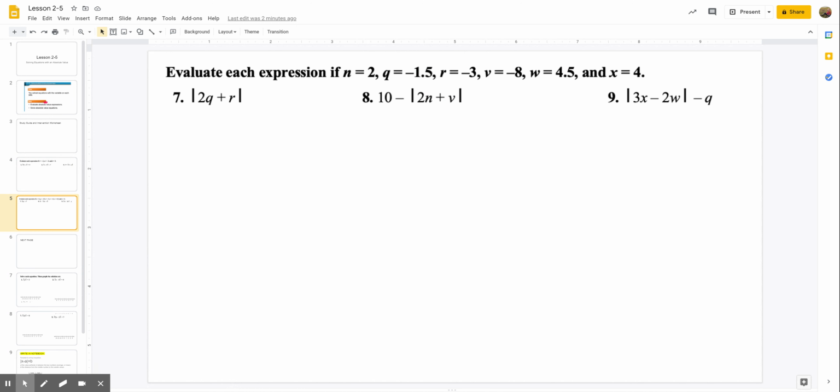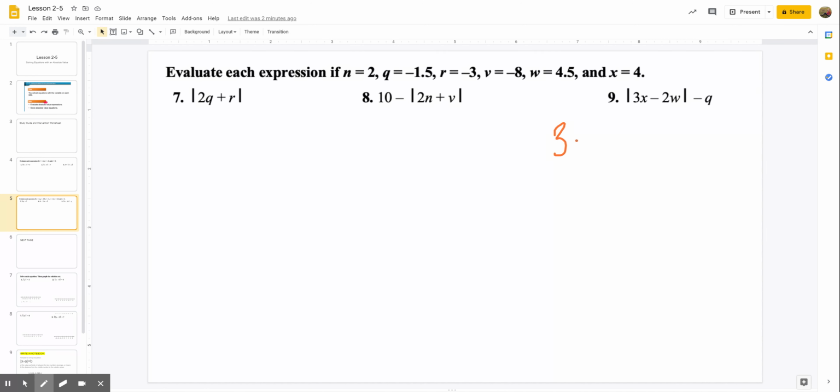I'm going to show you one more, more complicated one, and then I'll let you try some more of these on your own. So we're going to try 9 together. And we have 3x minus the absolute value of 2w minus q. We have to deal with those absolute values as well. So 3x is also known as 3 times x. Anytime you have a coefficient, it's always times.